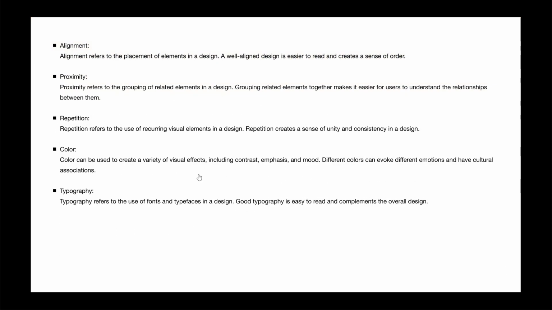Alignment. Alignment refers to the placement of elements in a design. A well-aligned design is easier to read and creates a sense of order. Proximity. Proximity refers to the grouping of related elements in a design. Grouping related elements together makes it easier for users to understand the relationships between them.